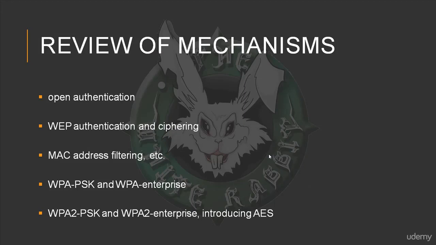Open authentication is doing nothing for authentication. Then there's the infamous WEP, and that can be used both for authentication and ciphering. Typically, they would be used together. So if you're using WEP for authentication, you would also use it for ciphering, where ciphering is encryption to encrypt the data that's being transmitted.